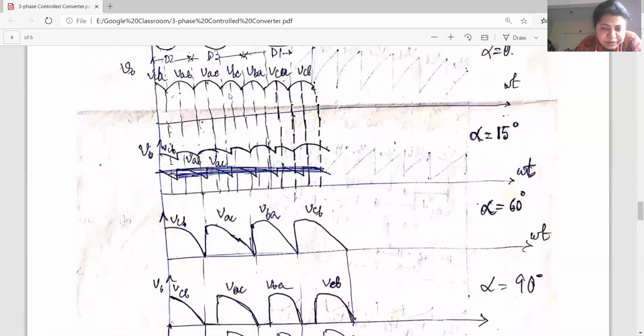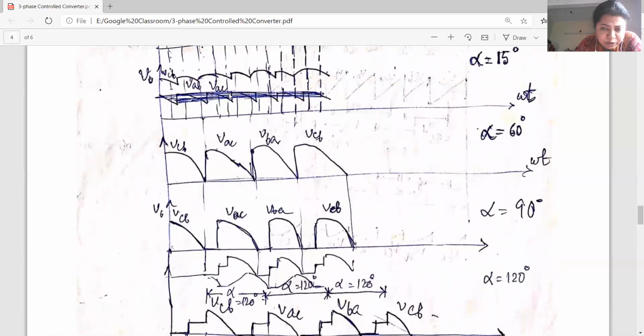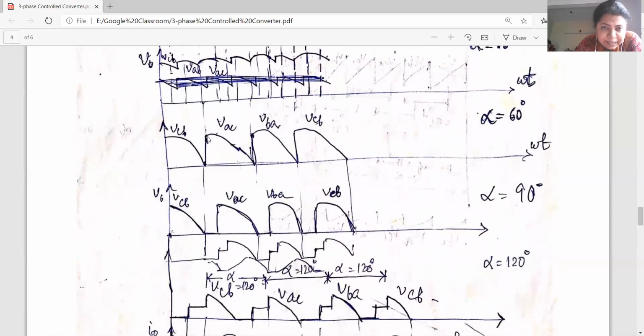The 3-phase semi converter is also understood in the similar way. This middle portion, the middle line voltage, is left out. VCB, after that VAB is left out, then VAC, then VBC is left out, VBA is there. After that VCA is left out, VCB is there, and this goes on.